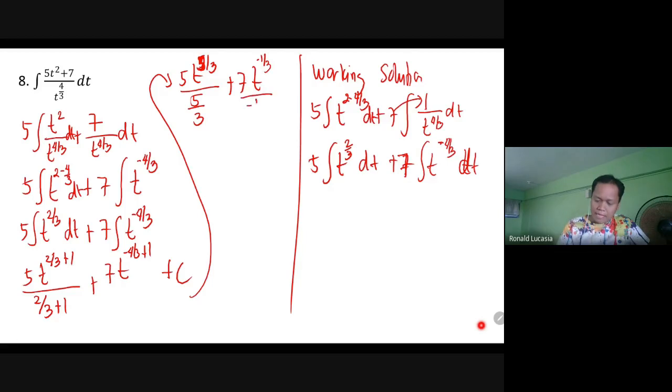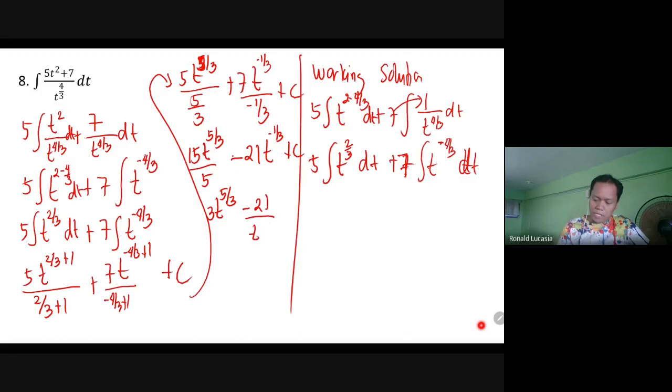Over negative 1 third plus C. Then meron ka ditong 3, so magiging 15 t to the power of 5 third over 5. This will be minus 21 t to the power of negative 1 third plus C. 15 over 5, that is 3 t to the power of 5 thirds minus 21 over t to the power of 1 third kasi negative yung 1 third dyan exponent, reciprocal natin plus c. Ito na yun, magiging final answer.